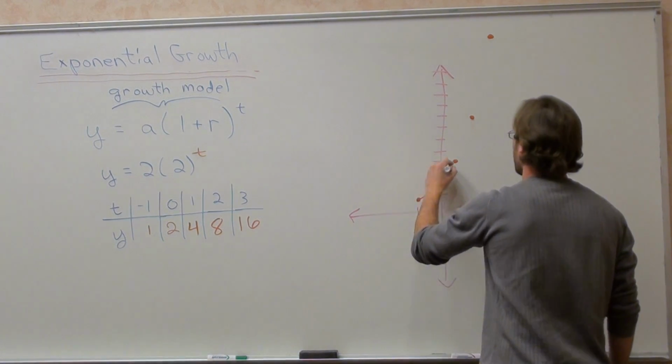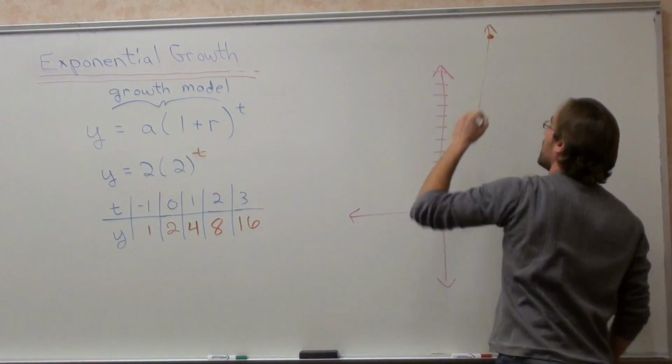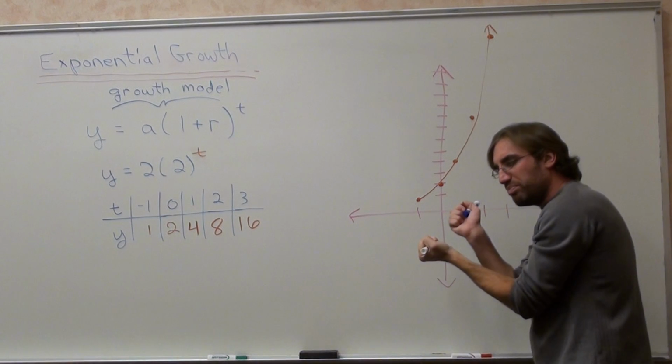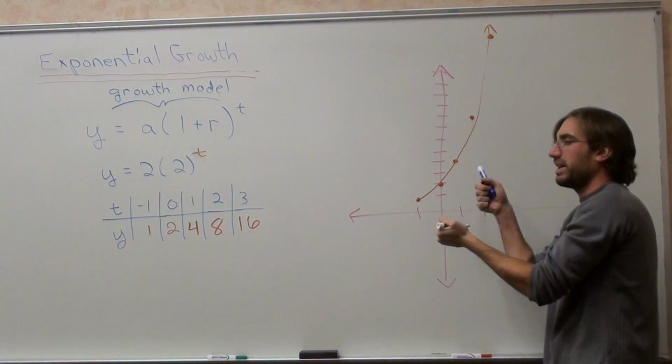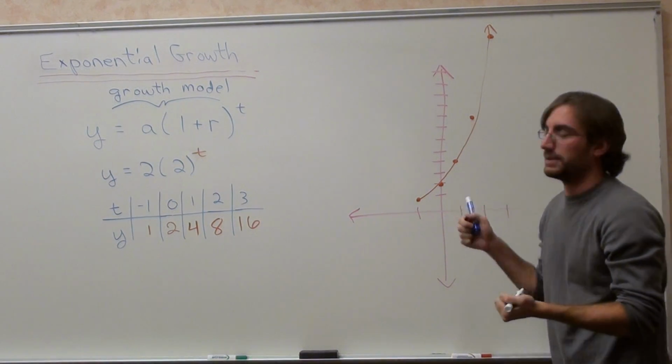So it goes up. It's not a line. It's like you bend the line. That's basically all an exponential function is. So it's kind of like a bent line, and it goes up really quickly.